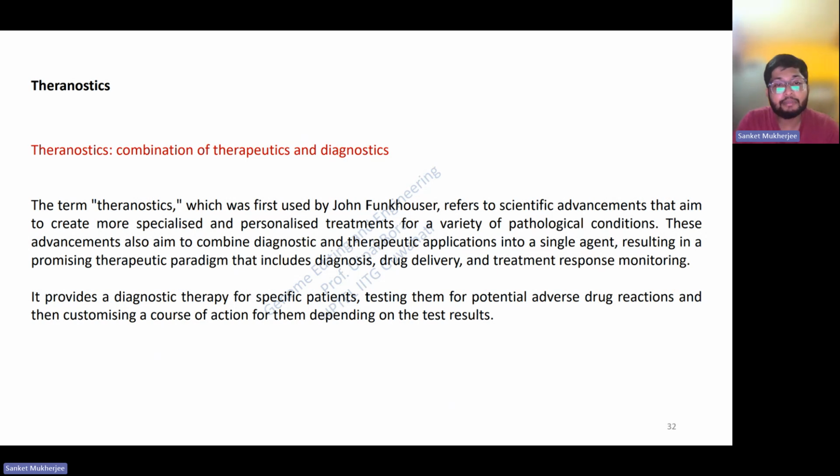It provides a diagnostic therapy for specific patients, testing them for potential adverse drug reactions, and then customizing a course of action for them depending on the test results.